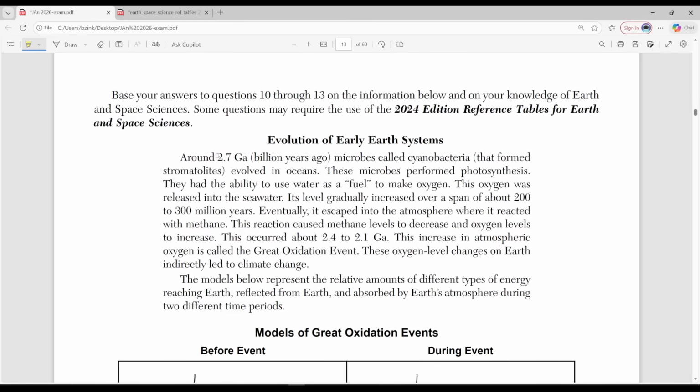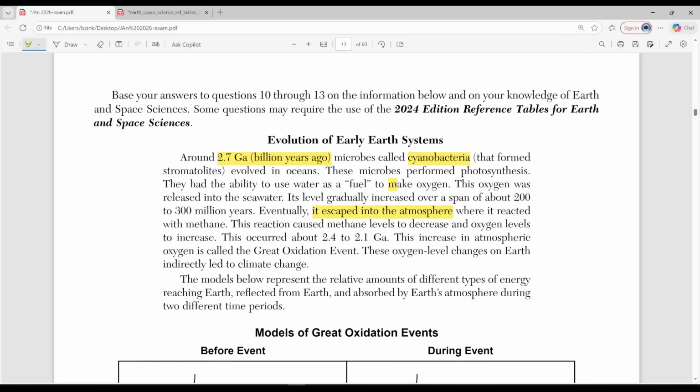So we got 2.7 billion years ago, microbes called cyanobacteria that formed stromatolites evolved in the oceans. These microbes performed photosynthesis. They had the ability to use water as a fuel to make oxygen. This oxygen was released into the seawater. Its level gradually increased over 200 to 300 million years. Eventually, it escaped into the atmosphere.